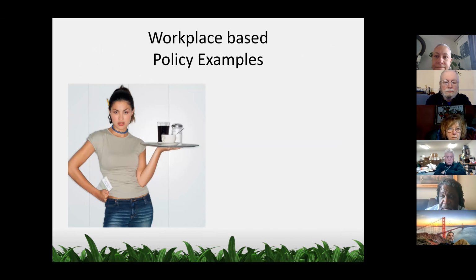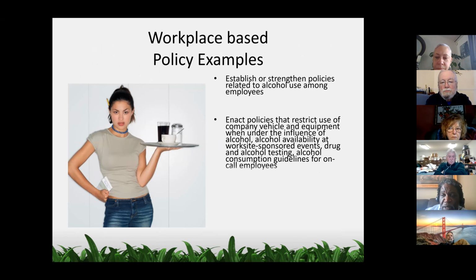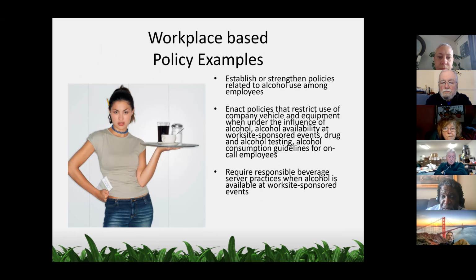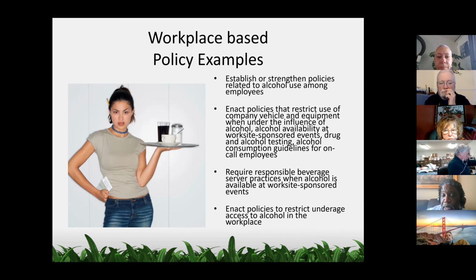There's even workplace policy examples. Establish or strengthen policies related to alcohol use, enact policies that restrict use of company vehicles and equipment while under the influence. Responsible beverage service practices. Those are really the end thing now. In some states, you don't have that. You can't get some of the federal money that's coming to your state if you're not doing what they call responsible beverage service trainings, to make sure they're serving alcohol responsibly, and restrict underage access to alcohol in the workplace.